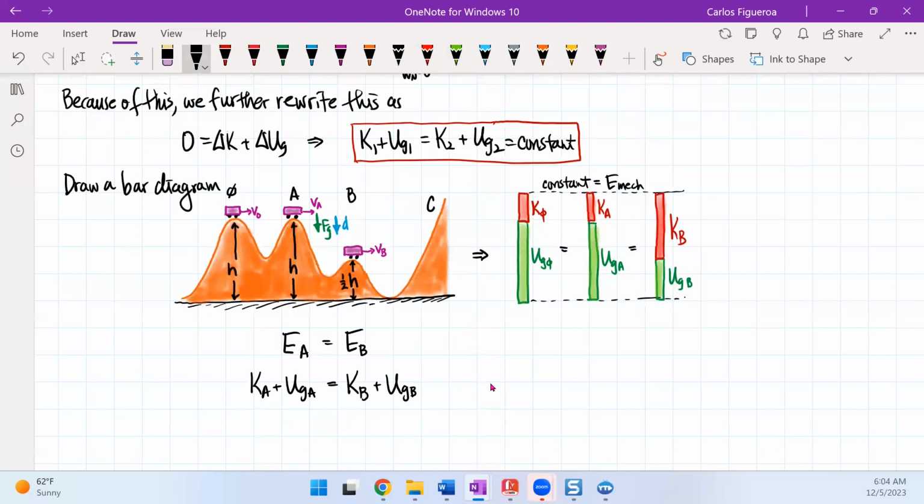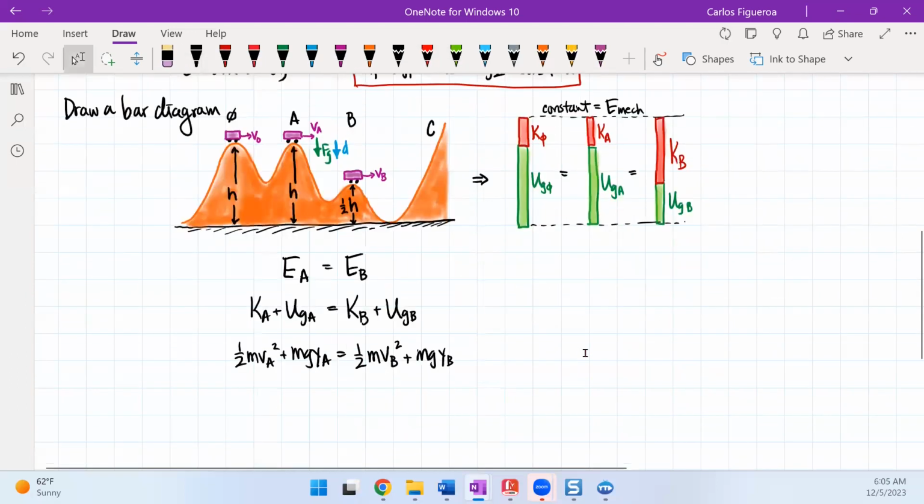And so then I continue to rewrite my expression. So then I'm going to go 1/2 mVA squared plus mgYA. Then I'm going to have 1/2 mVB squared plus mgYB. Again, as we showed before, this is a mass-independent result, which implies all masses cancel.